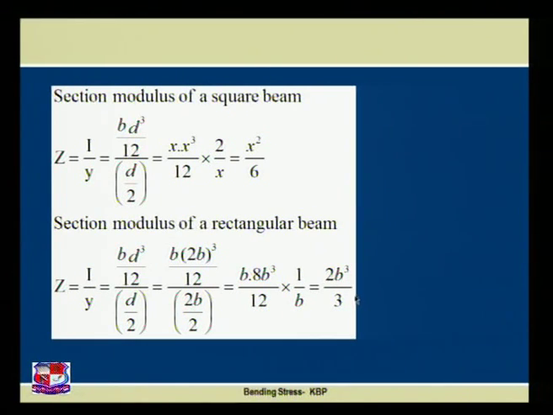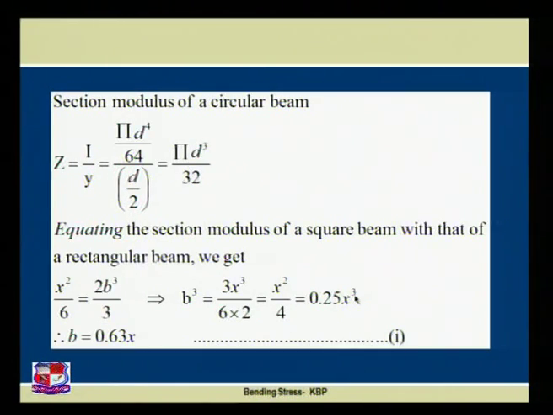Now about the circular section, the section modulus of a circular beam is Z equal to I by y, that is pi by 64 D raised to 4 divided by D by 2. We got pi by 32 D cube.